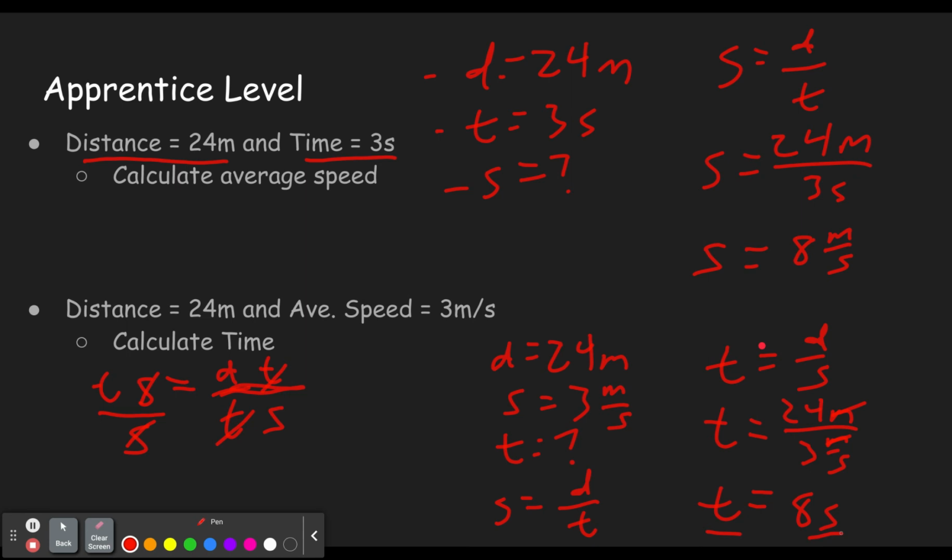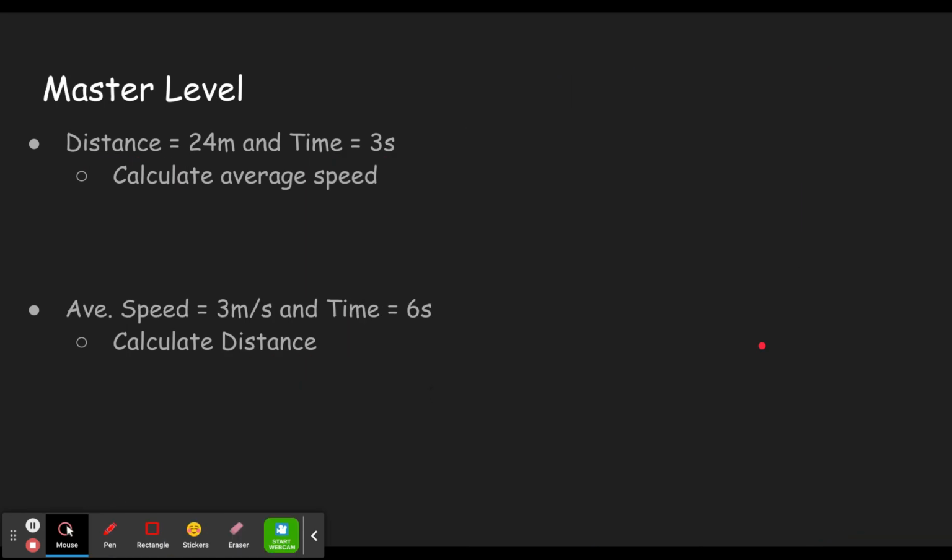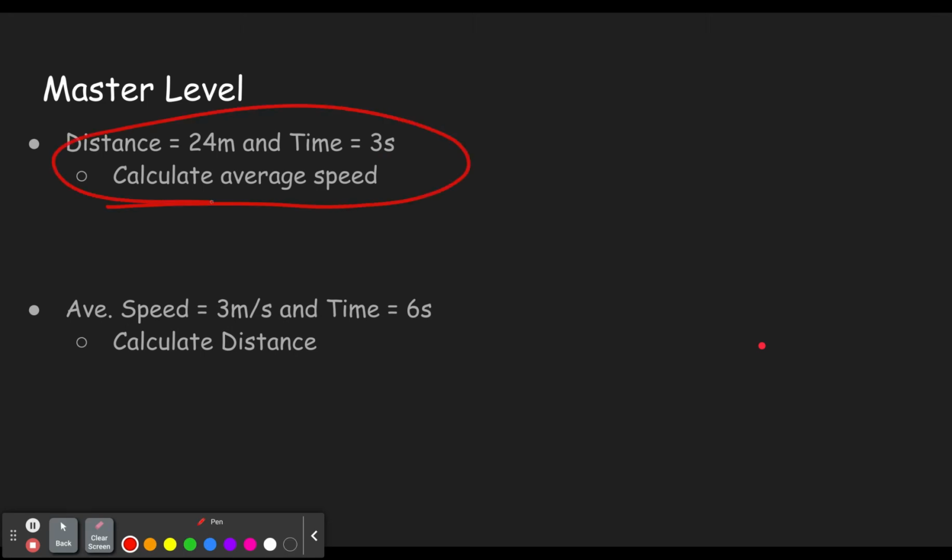All right, let's move on to the apprentice level. The apprentice level is similar. You will see ones just like we had the time before, so I'm not going to calculate that again, where you're given distance and time, and you have to calculate the average speed. But now you have ones where you're given speed and time, and you have to calculate distance. So let's step through that since that's a different example.